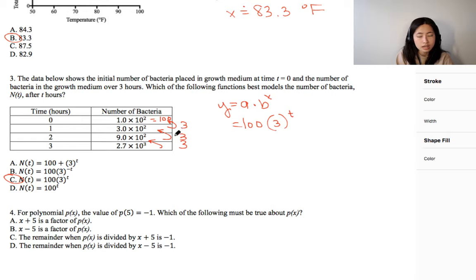Okay. So I think that was not too bad. If we can move on to number 4.